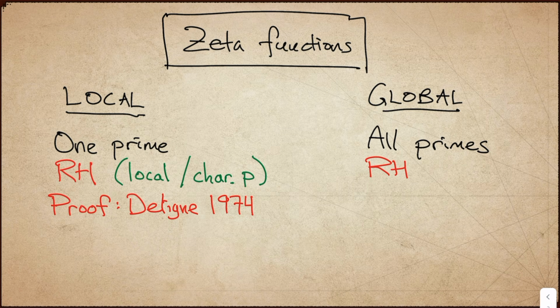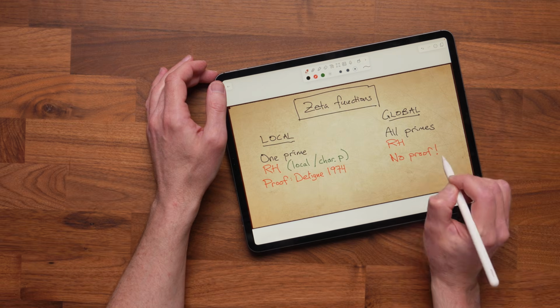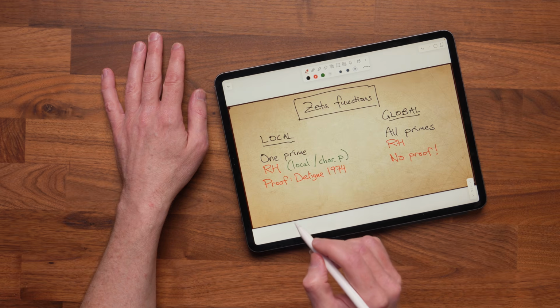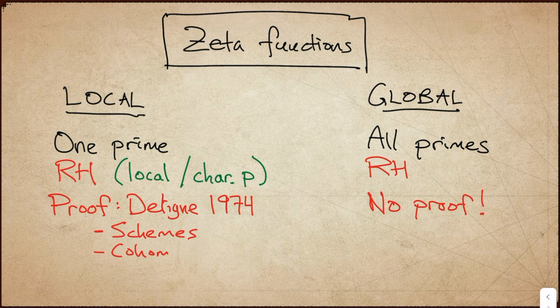This local RH is one of the 4 Weil conjectures, and we will come back to all of them. So, since the 70s, the situation is that we cannot prove RH for even a single global example, but we have a proof for all local examples. And this local proof uses geometry over finite fields, specifically tools like schemes, cohomology, and geometric families. Most of this geometry was invented by Grothendieck, who also got a Fields Medal for that.